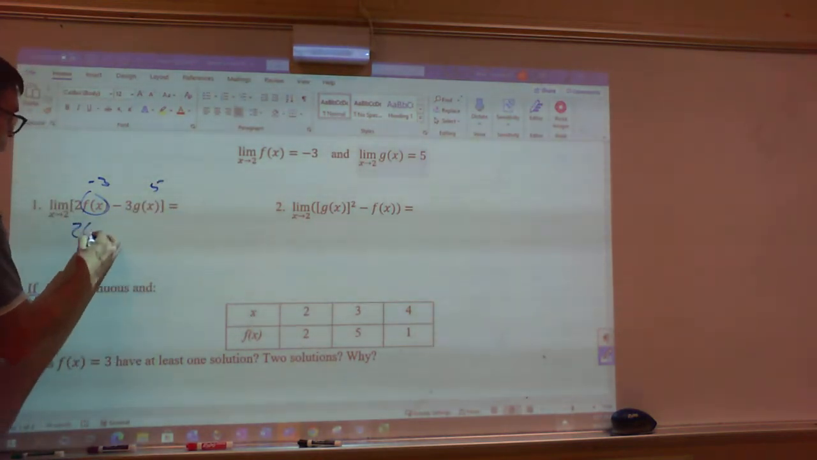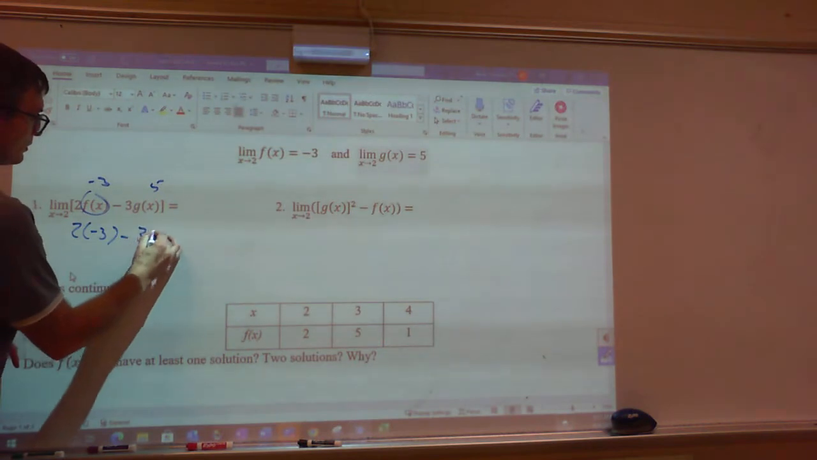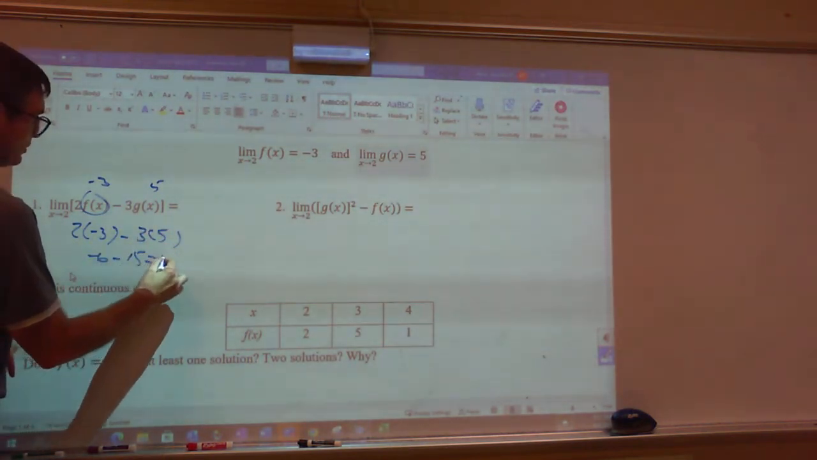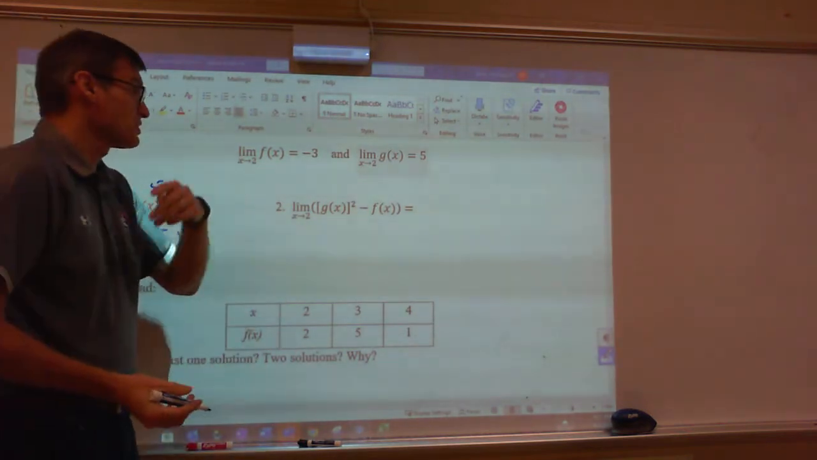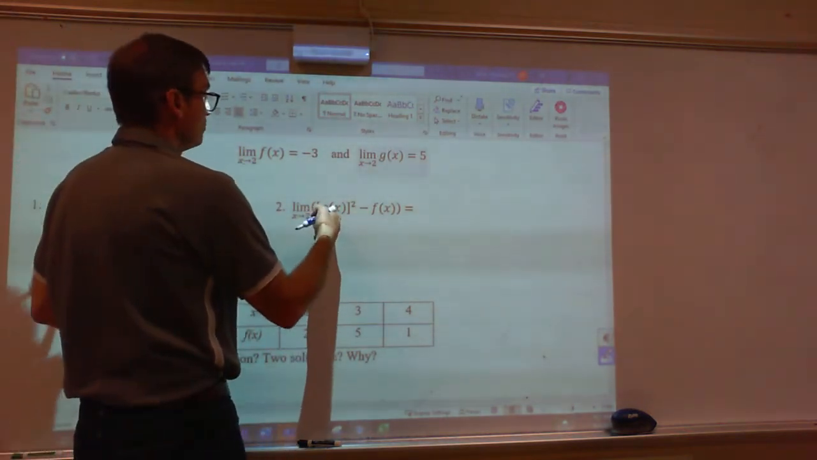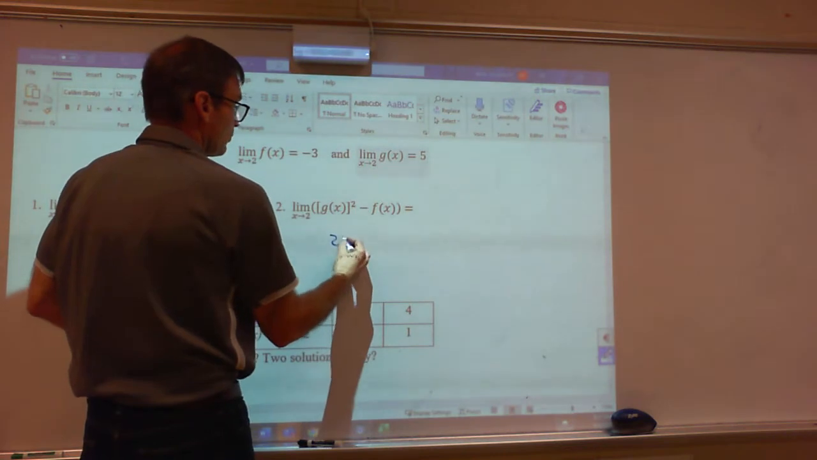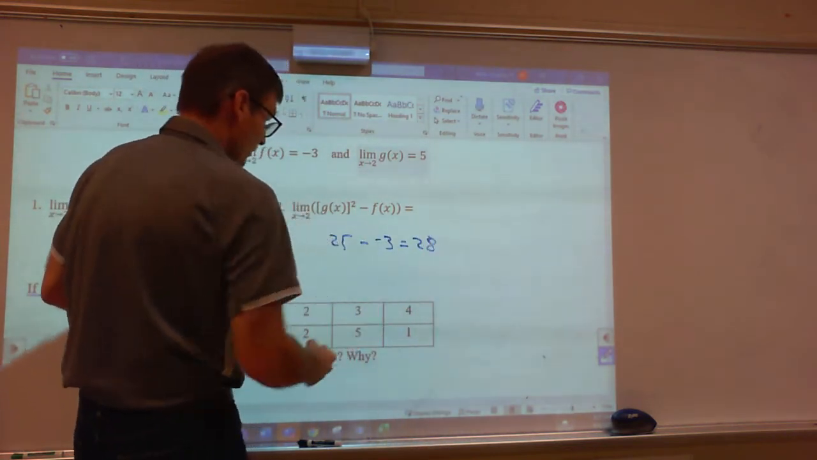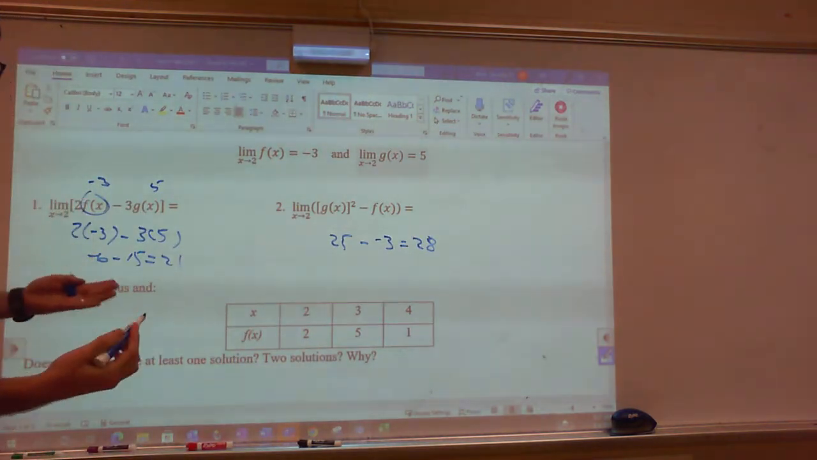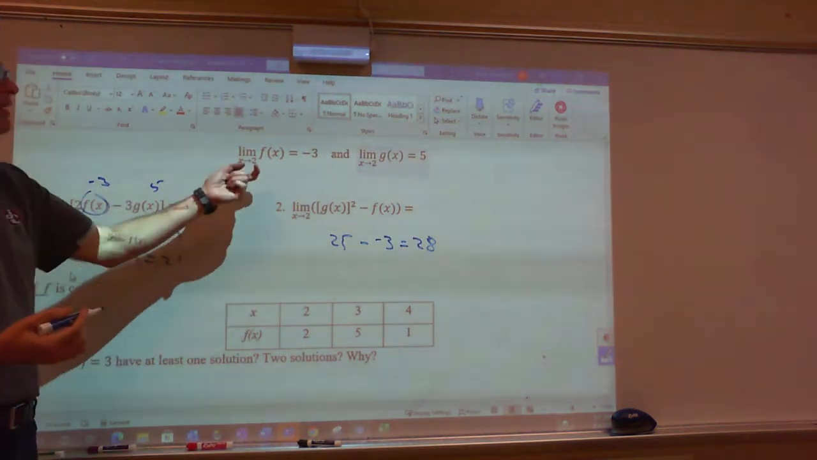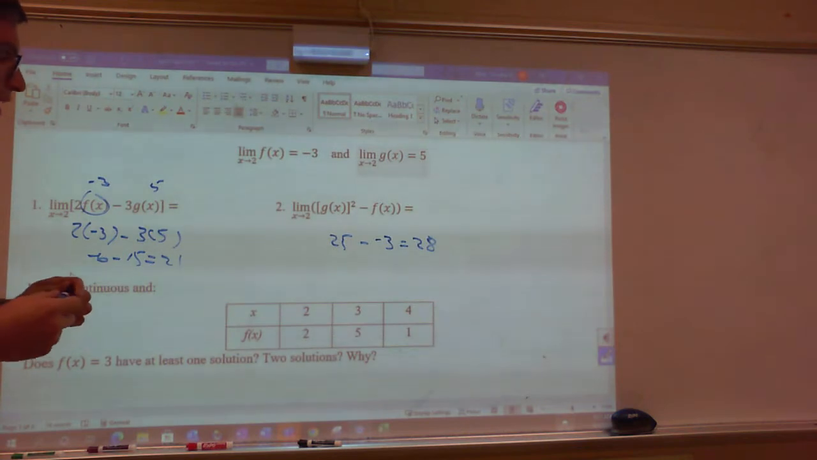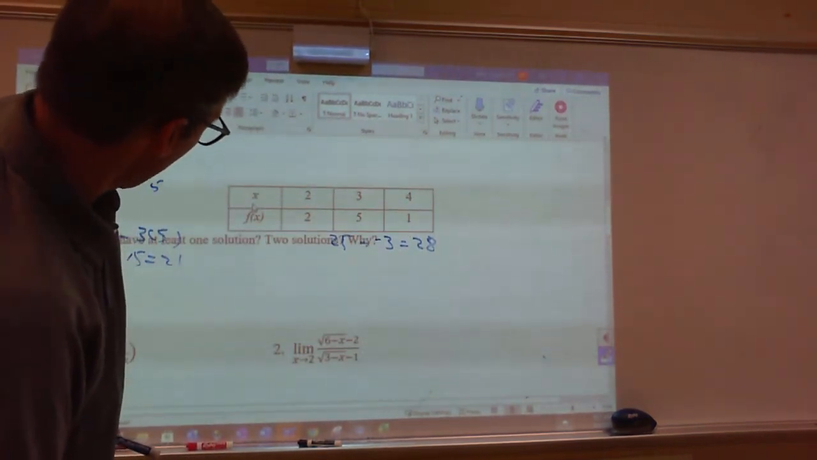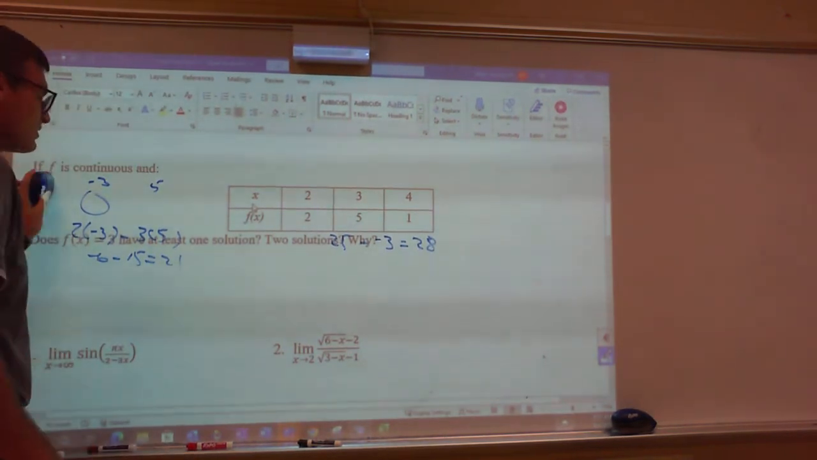So this is 2 times negative 3 minus 3 times 5. So minus 6 minus 15 gives me negative 21. Same thing happens here. That's going to give me 25 minus negative 3, so I end up with 28. So as far as your limits go, just plug in, it's just a fancy way of saying plug in your y values. This next question, this I like. This is interesting.